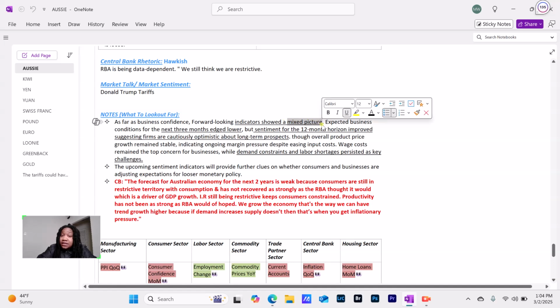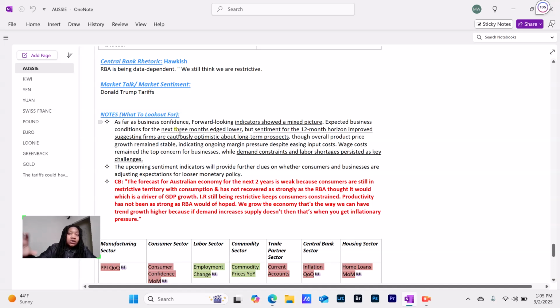As far as business confidence, forward-looking indicators show a mixed picture. So it's mixed. But it said expected business conditions for the next 3 months edge lower. I don't know when this came out, but the notes I have here come from articles that I read online. The next 3 months. Now that is interesting. But sentiment for the 12-month horizon improves, suggesting firms are cautiously optimistic about the long-term prospects. If I'm not mistaken, in one of the data points that we were reading earlier, they said 12 months.